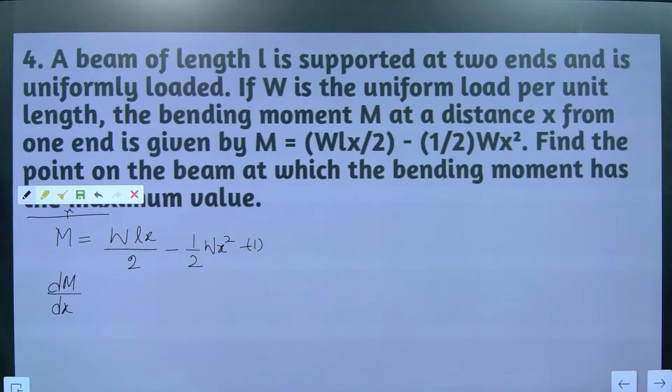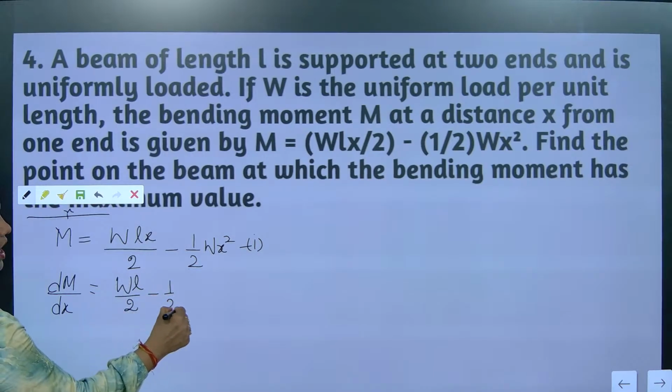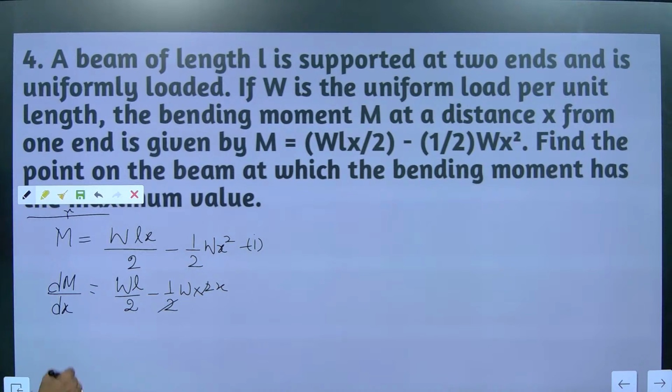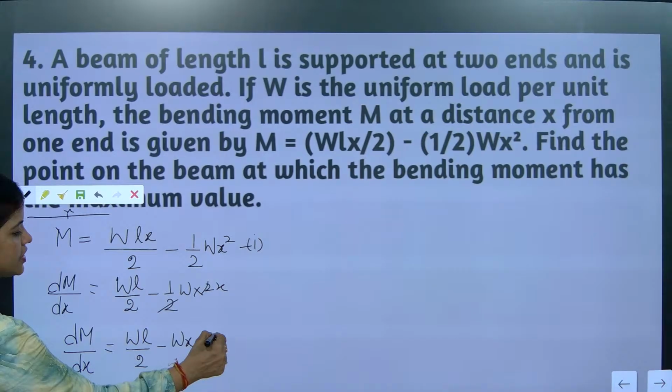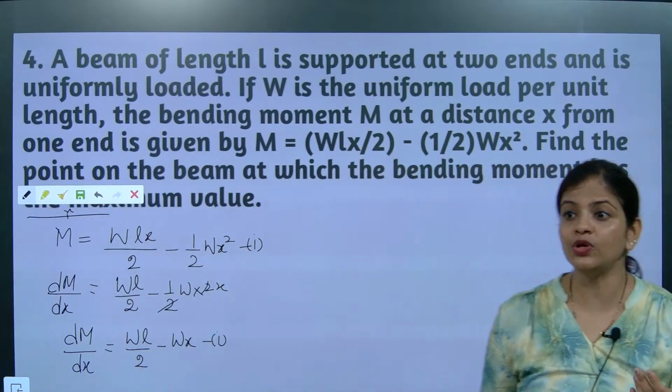It will look difficult, but actually it is not difficult. It is conceptual. So when you differentiate this, what will come, beta? WL by 2 minus half W into 2x. This and this will get cancelled. What is coming, beta? dM by dx equals WL by 2 minus Wx. This is equation 2. It is uniform, so W is a constant only.